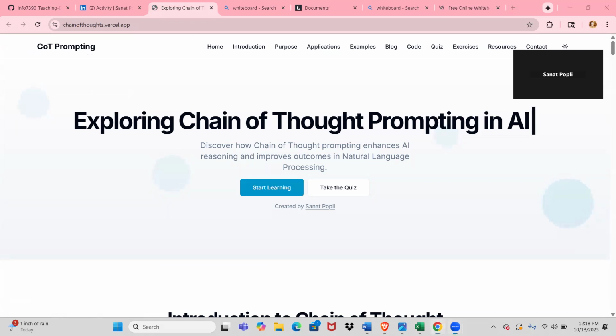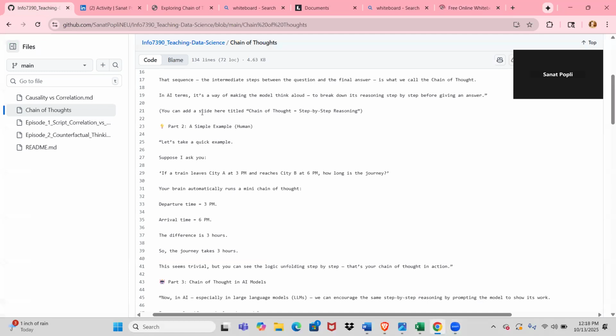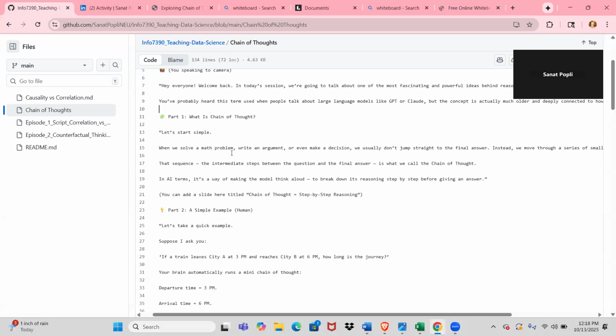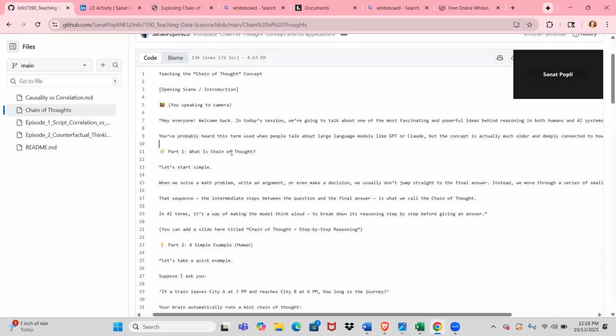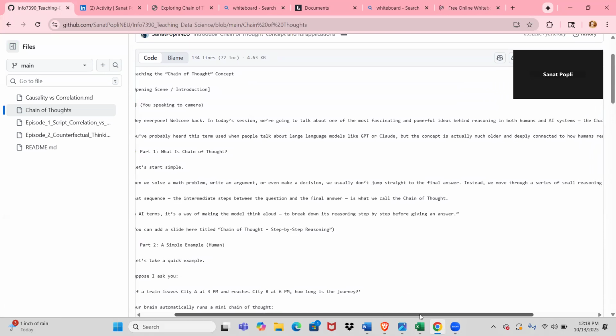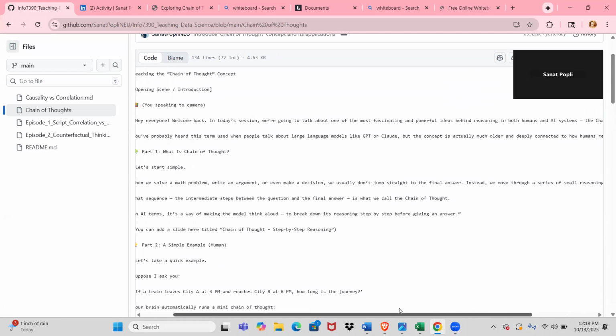So our today's topic is exploring chain of thoughts prompting in AI, which is one of the nine pillars of AI. So today we will talk about the most fascinating and powerful ideas behind the reasoning of both human and AI systems. You have probably heard this term used when people talk about large language models like GPT or Claude, but the concept is actually much older and deeply connected to how humans reason through complex problems.